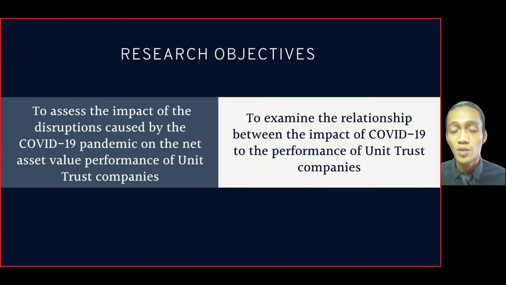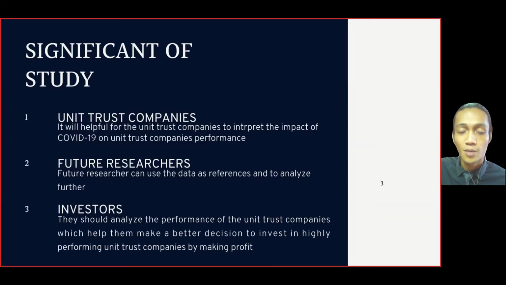Next, research objective. So in my study, there are also two research objectives. The first one is to assess the impact of the disruptions caused by the COVID-19 pandemic on the net asset value performance of unit trust companies. And the second one is to examine the relationship between the impact of COVID-19 and the performance of unit trust companies.